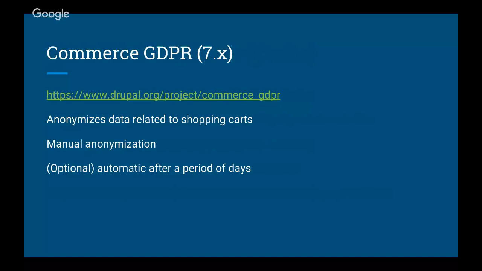Commerce GDPR is fantastic when it comes to shopping carts because it has two ways of handling the anonymization. There's manual mode, and there's also an optional mode, which is automatic after a period of days. So you don't have to worry about storing the personal data of the user if you're storing data in Commerce for several years. It can be handled in such a way that the user himself says, I don't want you to keep track of my data anymore. I'll click this button and you'll forget that I ever shopped here.